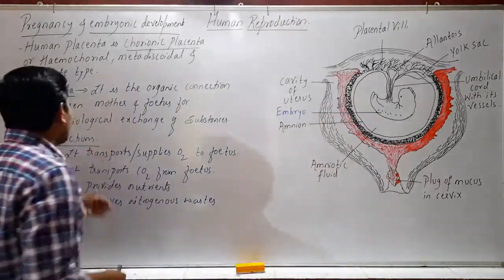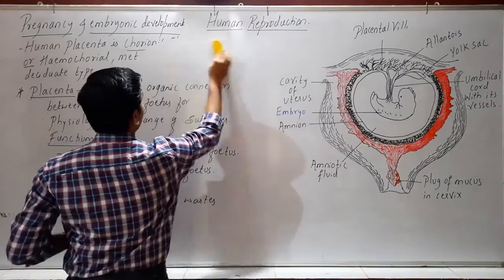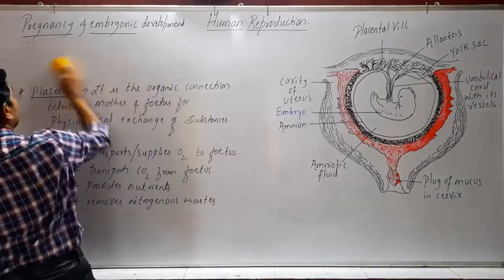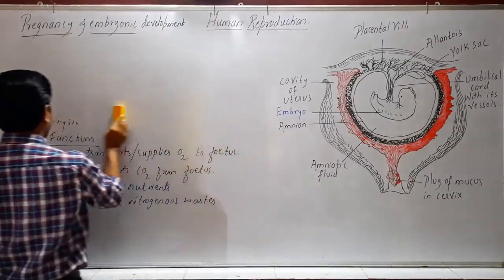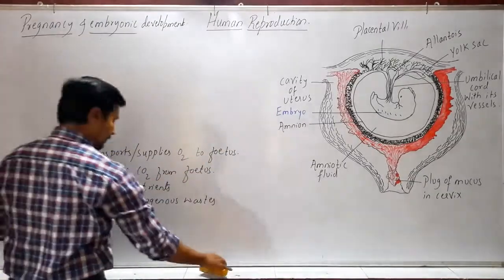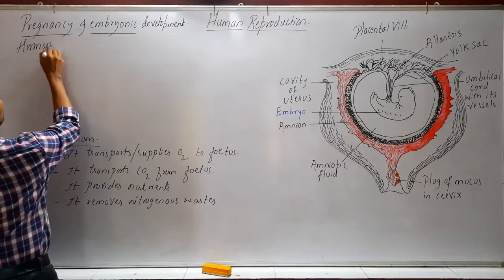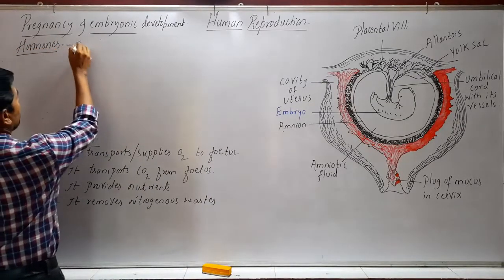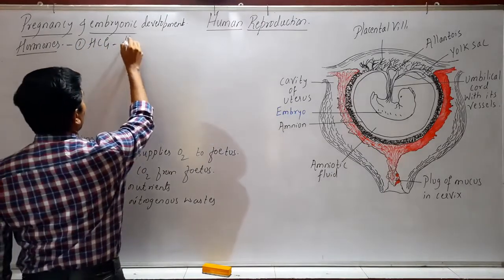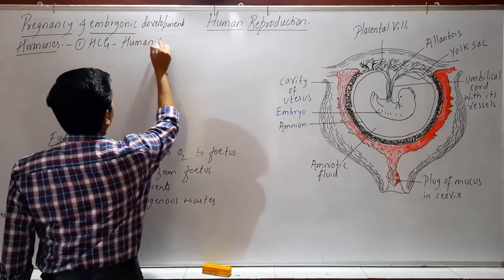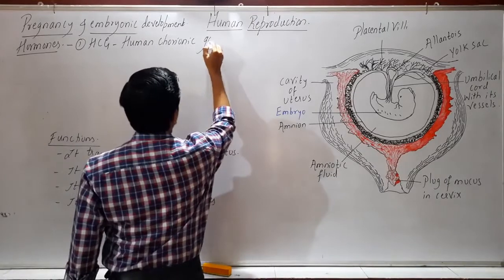Okay, then let us look at the hormones of the placenta. The hormones produced by the placenta. One is hCG, which we call human chorionic gonadotrophin.